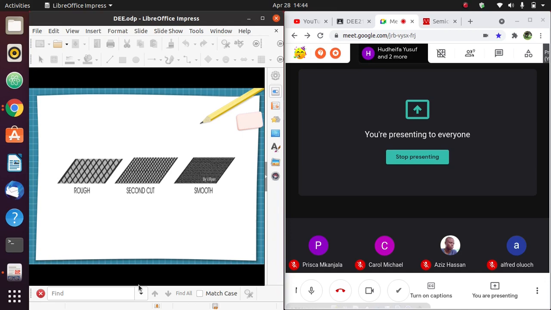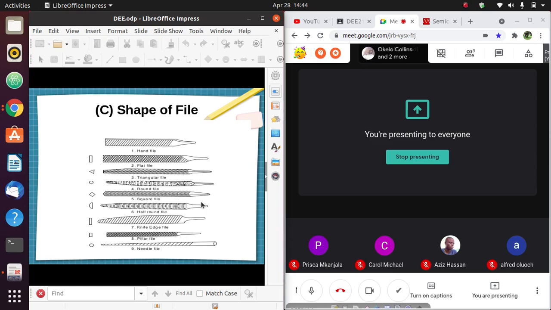Now, shape of file. Depending on the type of work that you're doing, it determines the cross-sectional shape of the file that you'll be using. If I'm going to be filing around corners, I cannot use a flat file. If I'm filing a hollow edge, I can't use a flat file. I will choose a half round file, which is half flat and half round, or I will choose a fully round file. If I'm going to be filing a rectangular hole, I can't use a round file. So depending on the type of work that you're doing, the cross-sectional shape will differ. But the hand file is the most basic one, found in most workshops.